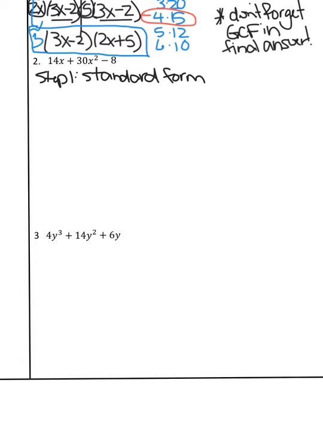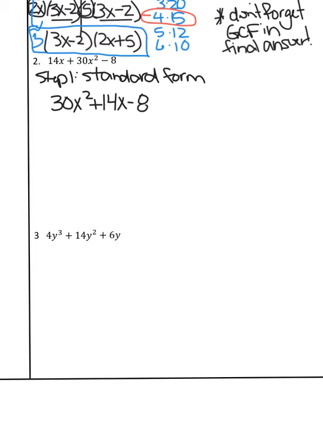So if I look at this problem, I have 14x plus 30x squared. The x squared term has to come before the x, right? You put it from the biggest exponent to the smallest exponent. So I'm going to change this around, and I'm going to have 30x squared plus 14x minus 8.